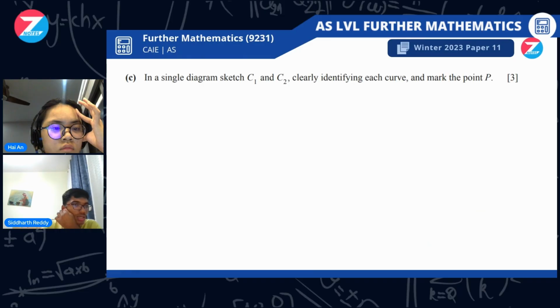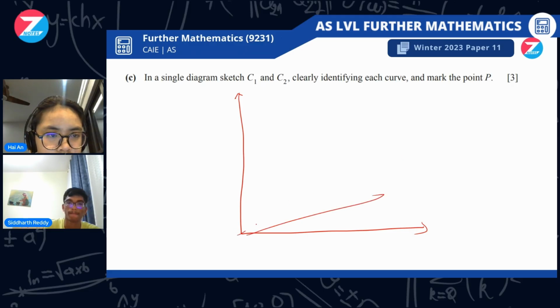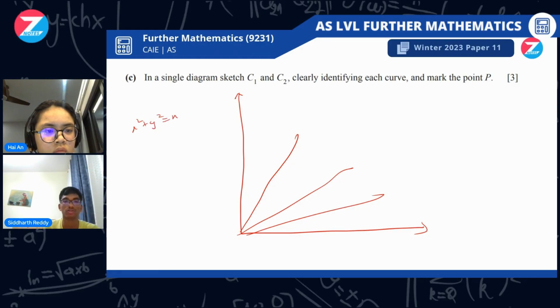In a single diagram, sketch C1 and C2, clearly identifying each curve and mark the point P. So you can use the table function on your calculator. Just plug in a bunch of values of theta, ranging from pi by 6 to pi by 3, pi by 8, and all of those, and find out the respective r. But there's another hint you can just get. They gave x squared plus y squared is equal to x, and you should know that this is the graph of a circle.